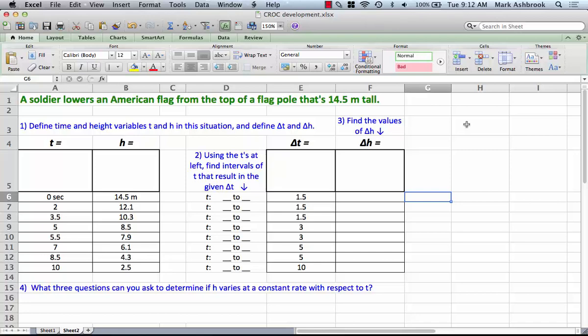That's number two. And then number three, based on what you picked for your starting and ending values of t, you're gonna calculate the corresponding changes in h, and you're gonna fill those in the table over there, okay? And then number four, once we have that table filled out, then we're going to go back and review. What three questions can you ask to determine if H varies at a constant rate with respect to T? And that goes to what we just summarized with our slide there. Okay? So any questions on what you're doing here?